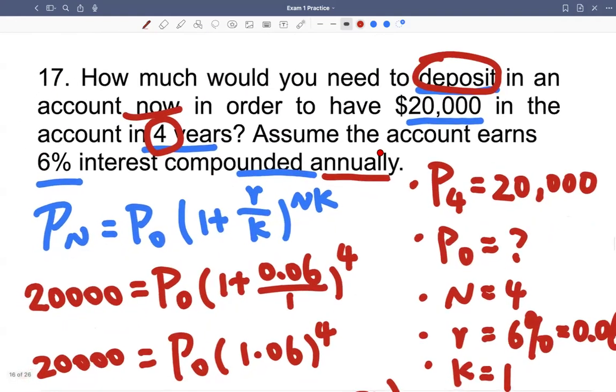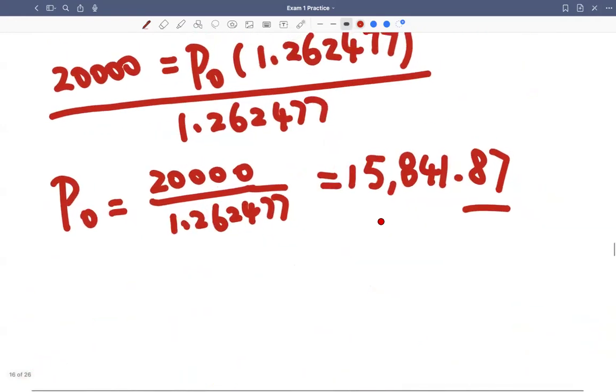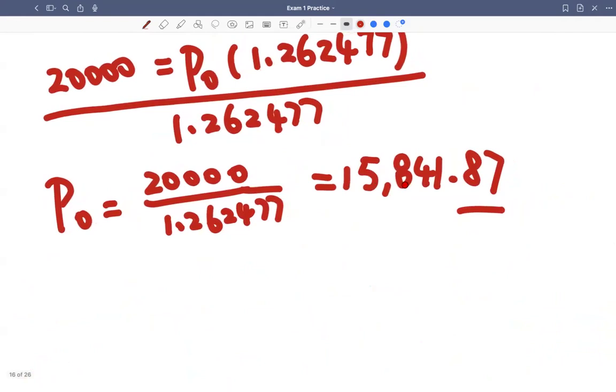So in order for me to have $20,000 in 4 years with 6% interest compounded annually, I need to deposit now $15,841.87.